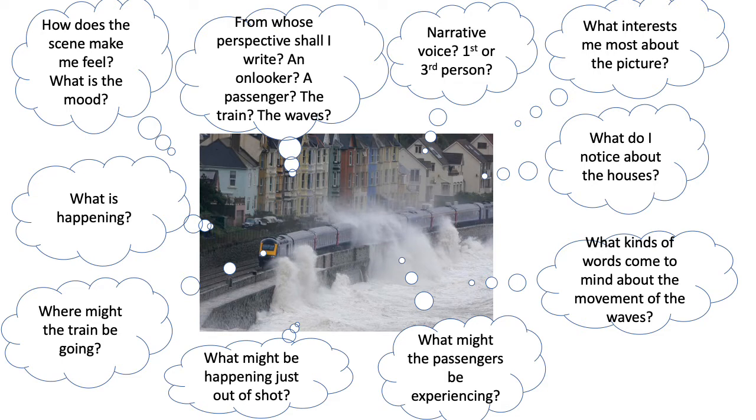Okay, then you can start thinking about the types of words that come to your mind. I've chosen the example of the movement of the waves because that was the thing that I found was most interesting for me. But you might want to look at the colour of the waves or the shape of the waves. It's completely up to you, but you start to generate word lists, vocabulary you might choose.